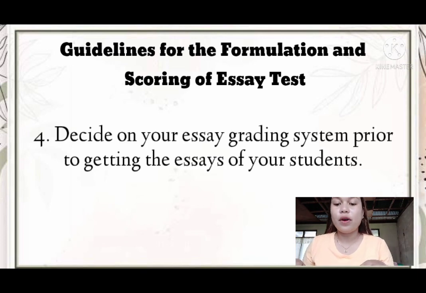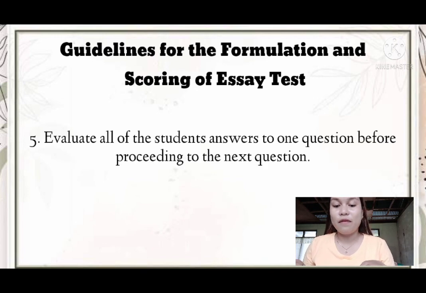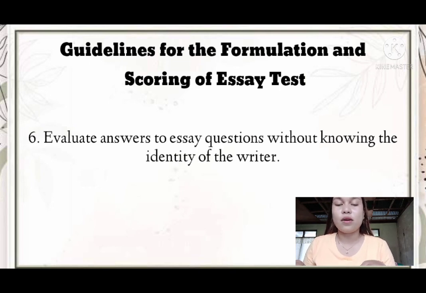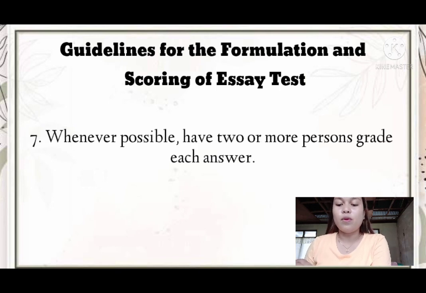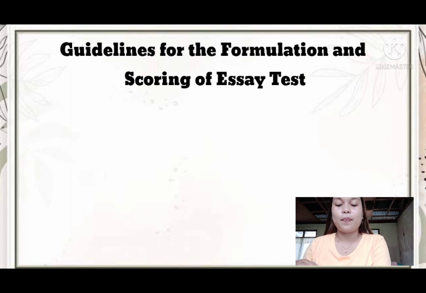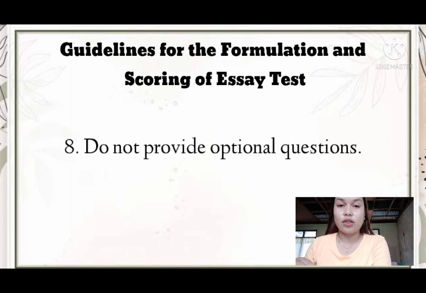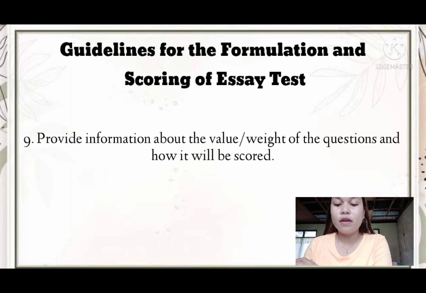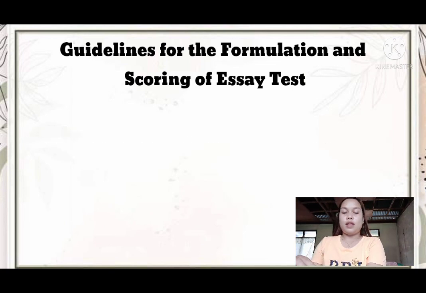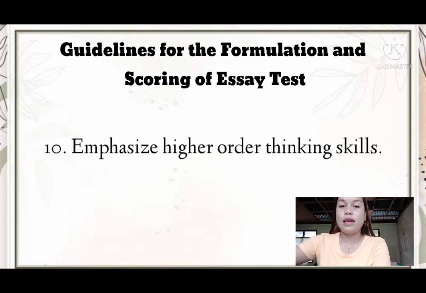Number 4, decide on your essay grading system prior to getting the essays of the students. Number 5, evaluate all of the students' answers to one question before proceeding to the next question. Number 6, evaluate answers to essay questions without knowing the identity of the writer. 7, whenever possible, have 2 or more persons grade each answer. Number 8, do not provide optional questions. Number 9, provide information about the value or weight of the questions and how it will be scored. Number 10, emphasize higher order thinking skills.